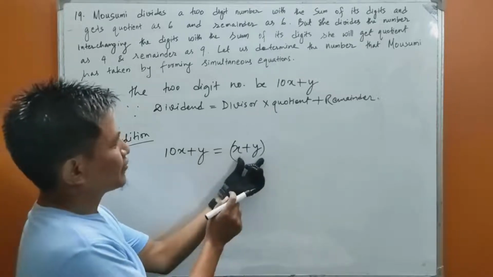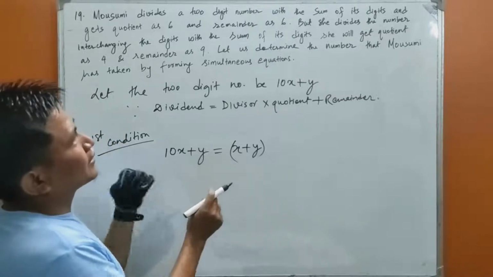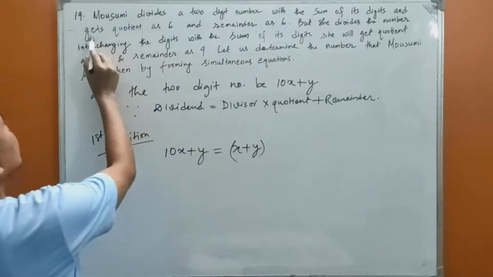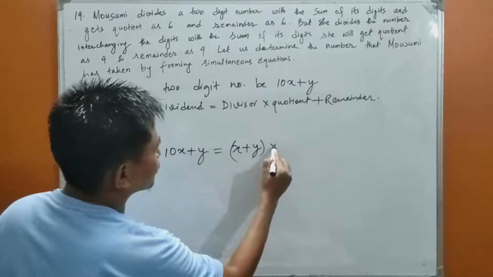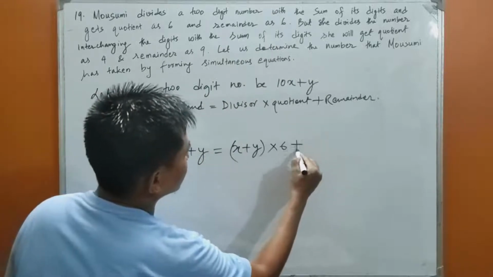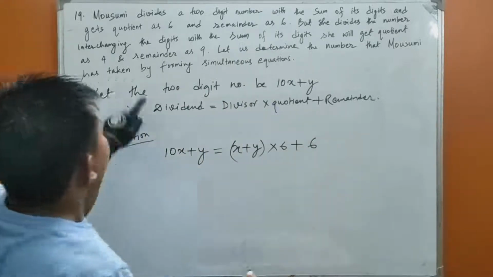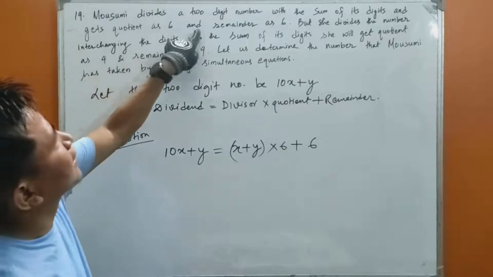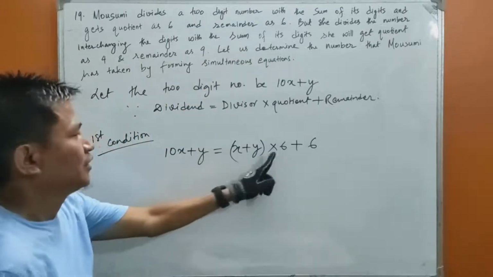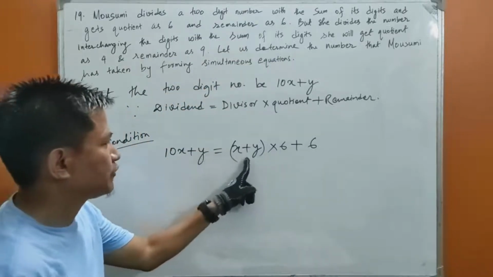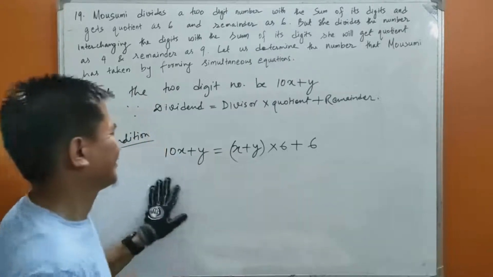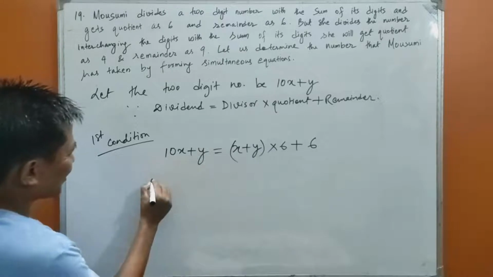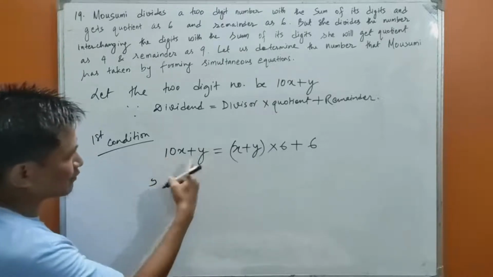So this is the divisor and this is the dividend, and in that case she gets quotient as 6 and remainder as 6. So quotient is 6 plus remainder also 6. She gets quotient as 6 and remainder as 6. Okay. Dividend equals to divisor into quotient plus remainder. Are you getting me? I hope so. Or 10x, let's simplify this equation.